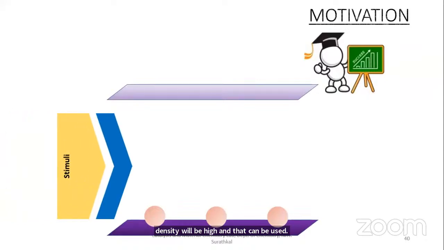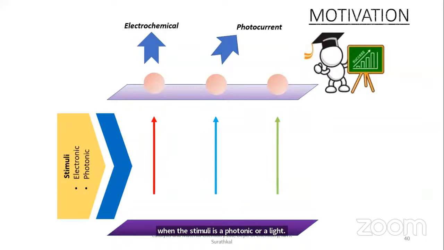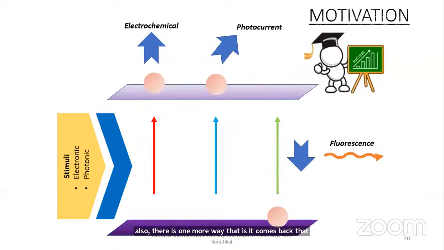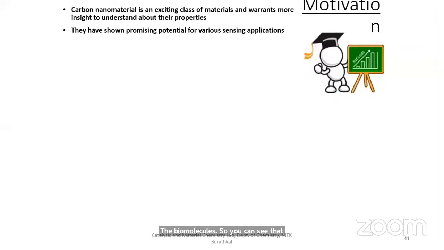Now, coming to the different possibilities with stimulation. You have these electrons at the valence shell or the ground state. When the stimulus is electronic stimulation, you get an electrochemical output. When the stimulus is photonic, or light, you get a photocurrent. And in this there is one more way, that it comes back and gives off light, which is known as fluorescence. So we have tried our level best to use this fluorescence for sensing biomolecules.